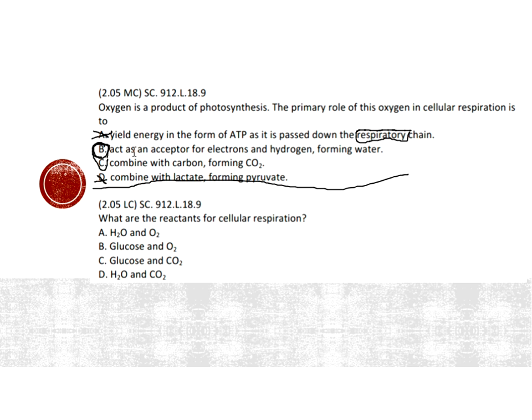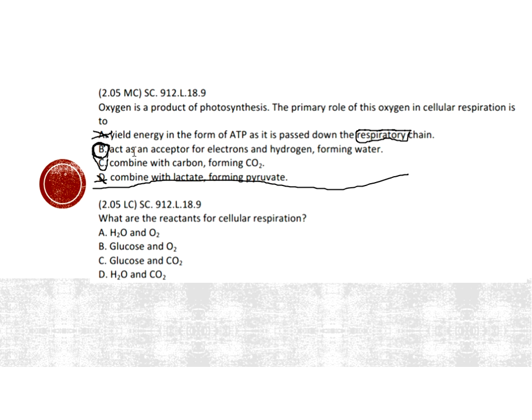C is not correct because it says that the oxygen will combine with carbon, forming CO2, and that is not where the oxygen goes. Although carbon dioxide is formed, it does not form from the oxygen that's inhaled. And then D was not correct, that this combines with lactate to form pyruvate. We know that pyruvate is going to come from breaking down glucose, and lactate only comes when we don't have oxygen available and have to use fermentation or anaerobic respiration for our ATP. So that's why D was not correct.